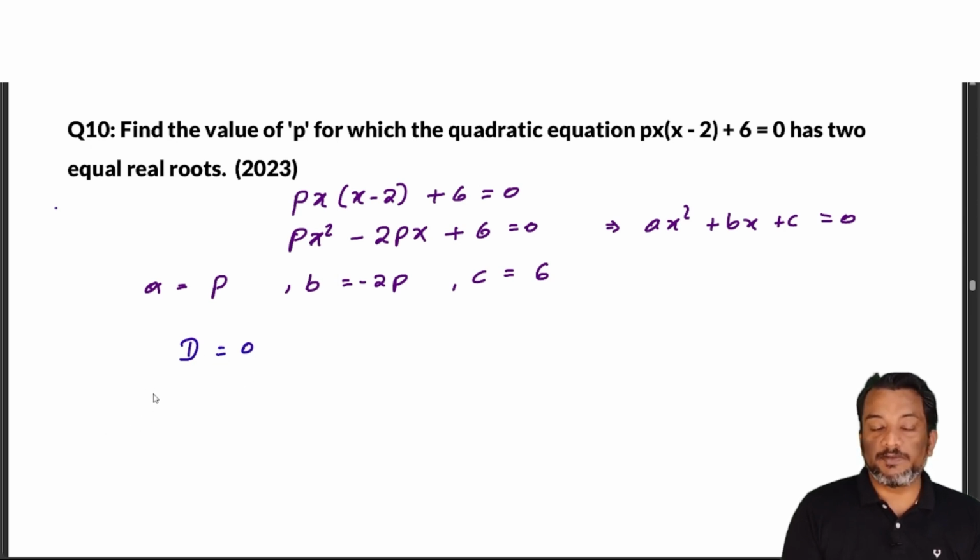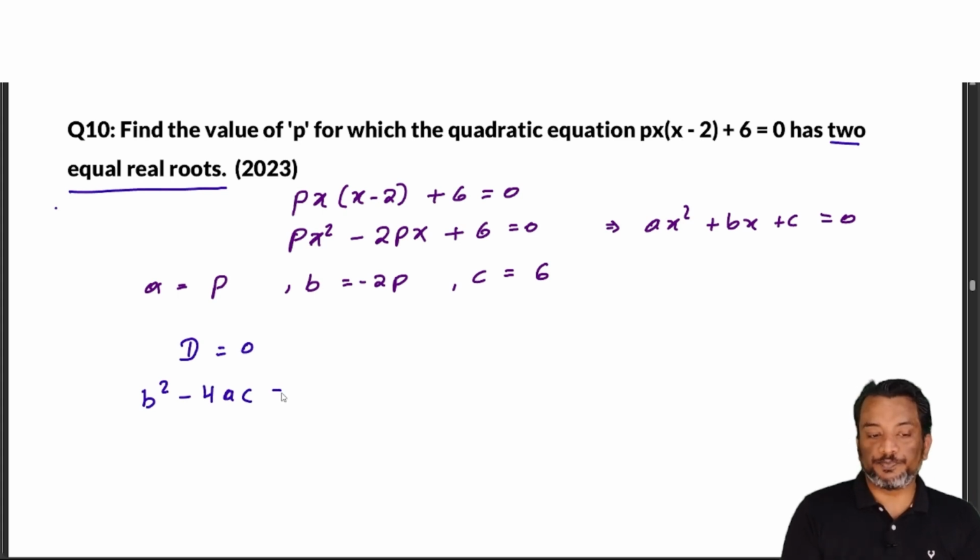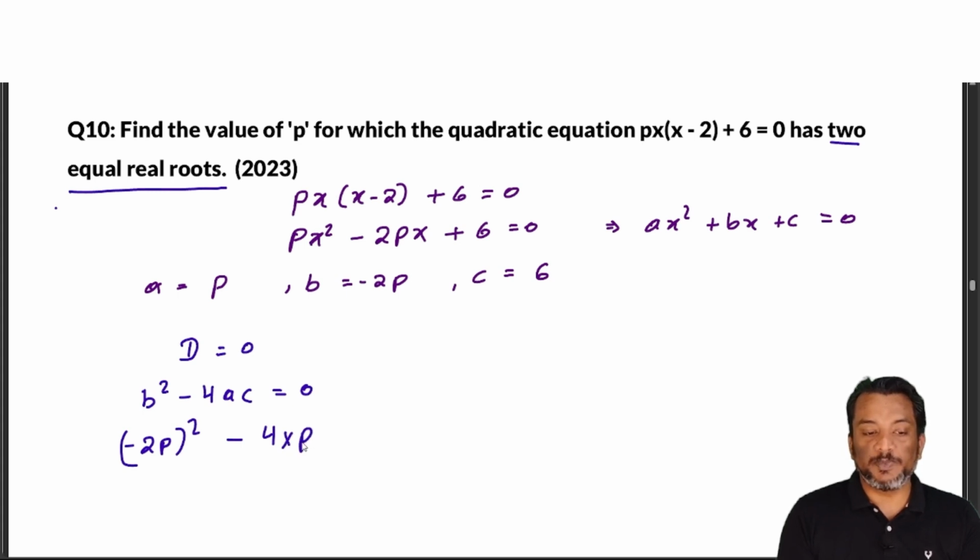So d value will be how much? B square minus 4ac, because it is saying both the roots are equal roots. So which means d is equal to 0. Now we can substitute the value here. In the place of b we can say (minus 2p) whole square minus 4 times a. How much is a given? You have given the p, and c is given 6, is equal to 0. So you will get 4p square minus 4 times 6, you will get 24p is equal to 0.